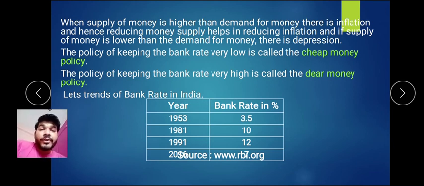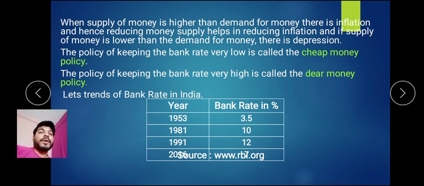So what they try to do is, if the bank rate is high, the commercial banks will borrow less funds. When they borrow less funds, there is less supply of money. When the bank rate is less, they try to take more funds, and you find that more supply of money can be done.